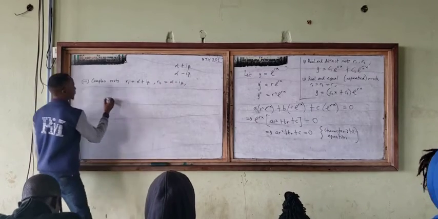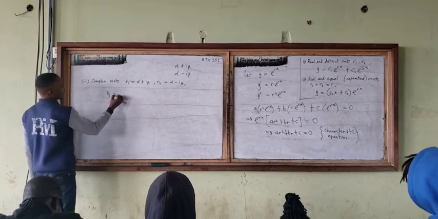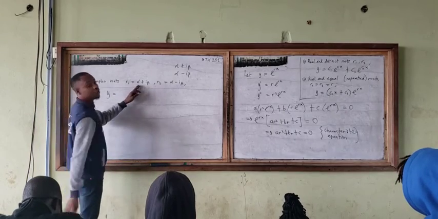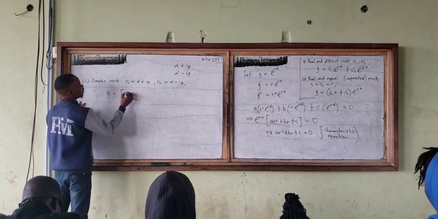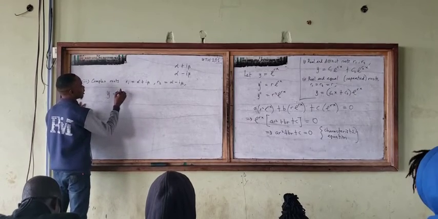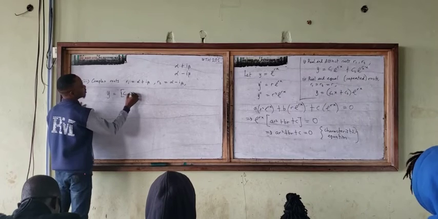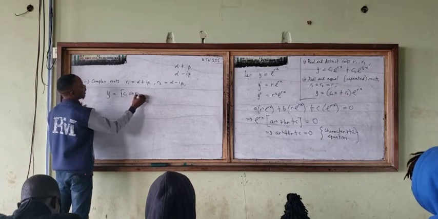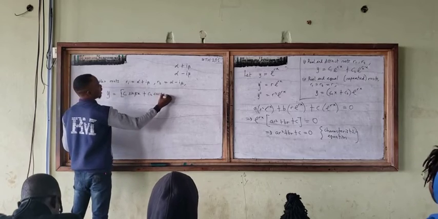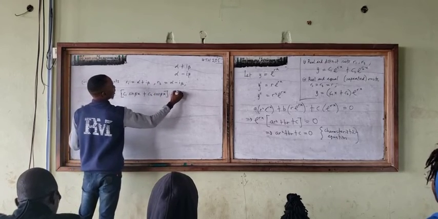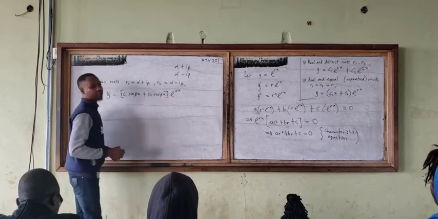So you're going to have your y to be what? Y equals e raised to power alpha x, times C1 sine beta x plus C2 cos beta x. Does that make sense? Yes, sir.